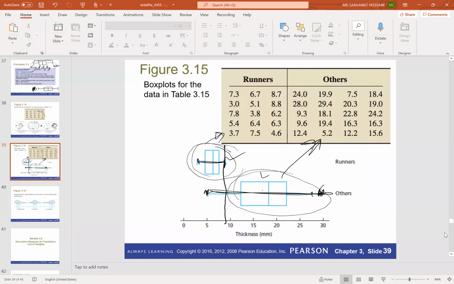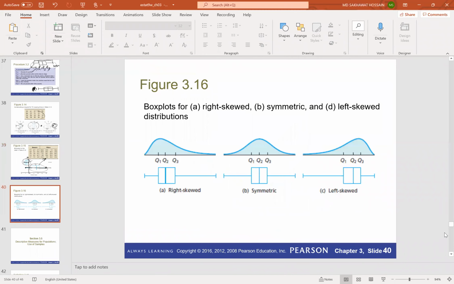Okay, so now looking at the box plot, we can also know about the skewness of the data set, whether the data is right skewed, left skewed, or symmetric. If we have a box plot like this, that means we have a long right tail. A long right tail means this is a right skewed data set. And here the tail on the left and the tail on the right are approximately equal, and Q2 is in the middle. So that means this data set is symmetric.